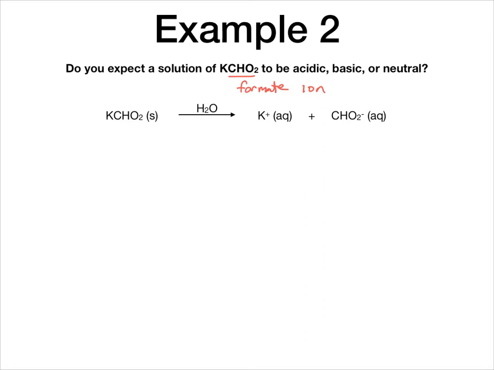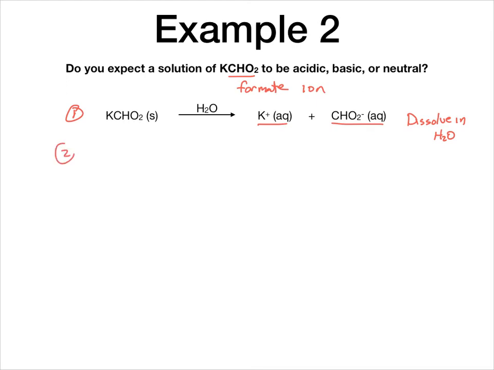To start off, in my first step, I have to dissolve it in water. My potassium formate is ionic, it's a solid. I dissolve it in water and I get K plus and the formate ion.